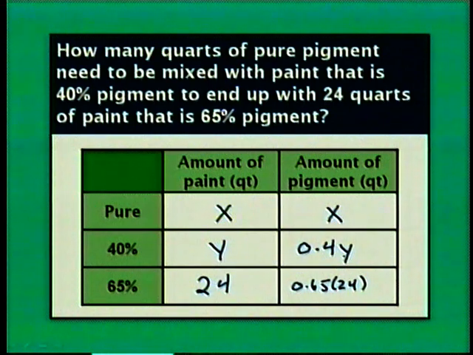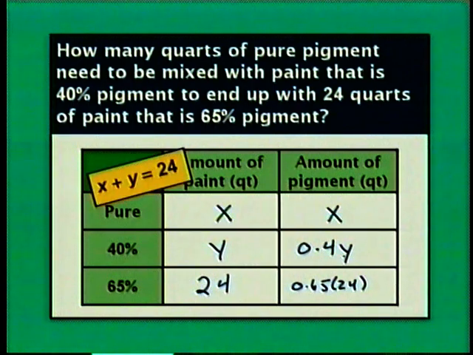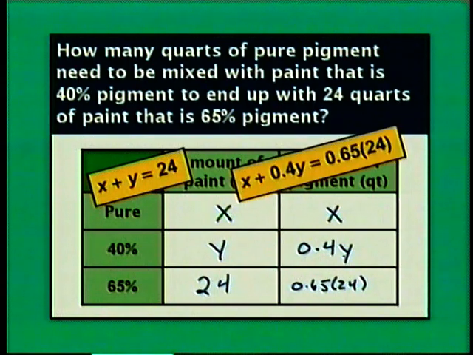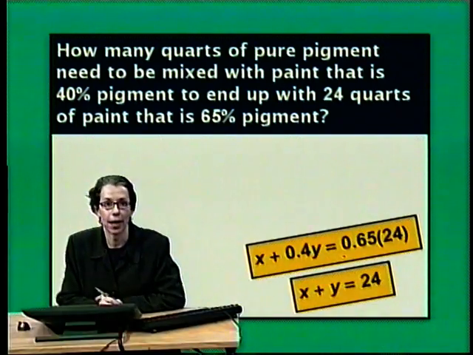Now once I have a table, I can write a system of equations just by looking at what's in my table. In the first column, this is telling me that if I add the pure pigment to the 40% pigment paint, I'll end up with 24 quarts. That's what I want to do. The second column is giving me an equation about the pure pigment. I'm adding up the pure pigment and the pure pigment in the 40% pigment paint to get the total amount of pure pigment in the 24 quarts. I've got a system of equations. So let's go ahead and solve the system.